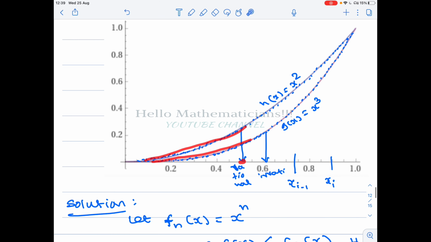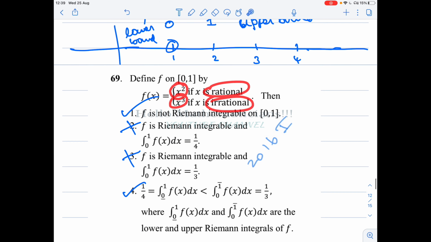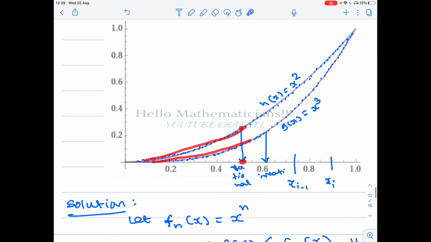Therefore, if this point is rational, then its image will be x square. If this point is irrational, its image will be x cube. So basically the graph looks like a lot of dots on the curve x square, provided the point is a rational number. Similarly, on the curve x cube there will be a lot of dots, provided the point is an irrational number. Okay, so this is how the graph of this function looks.